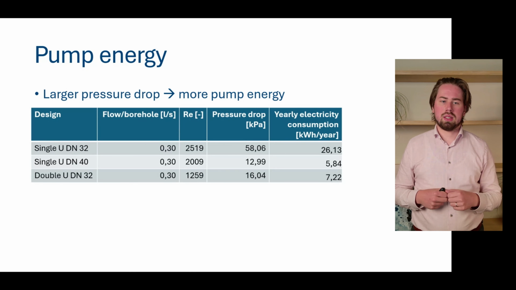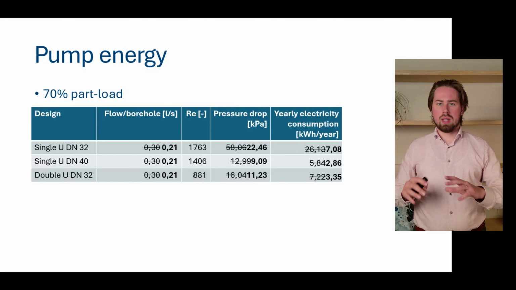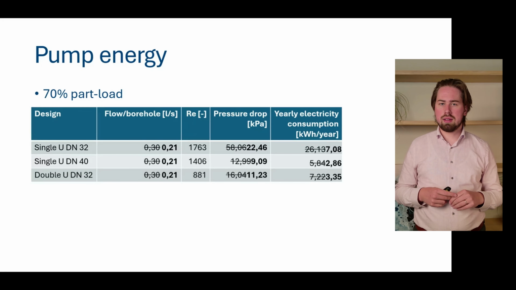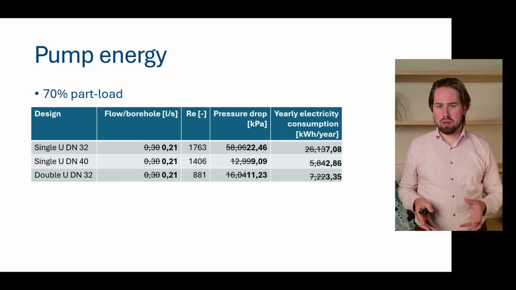Now, this was for, let's say, the peak flow rate, but when we're working with modulating circulation pumps, we know that our flow rate is not constant over time. So if you now compare this to the situation of 70% part load, there you see we have not 0.3 liters per second, but 0.21 liters per second, and all the situations are laminar.